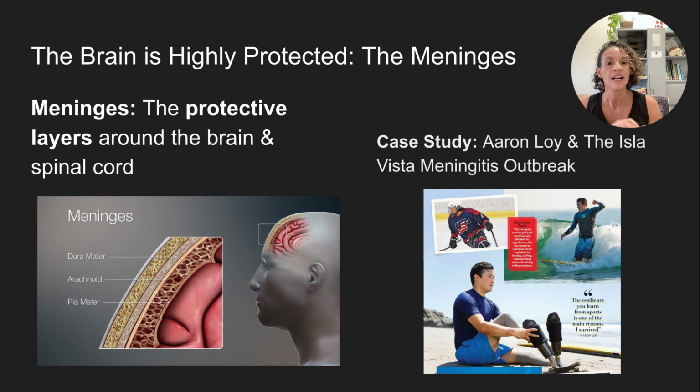A connection to real life is the perhaps would-be tragic case of Aaron Loy, but he was able to turn around a nasty bacterial infection that gave him meningitis, so an infection of the meninge layer of the brain. This occurred right here around Santa Barbara in Isla Vista in 2013, where there was an outbreak of meningitis. This can be acquired by touch, through the skin, a kiss, and that was the case of Aaron Loy, who was a UCSB student, a surfer, an athlete, who, like many, succumbed.